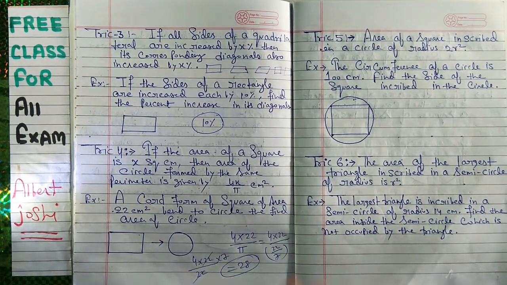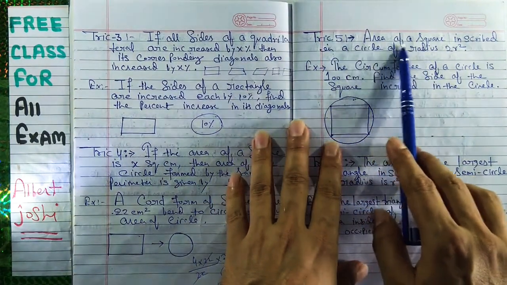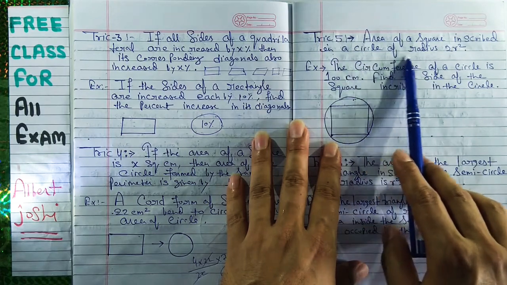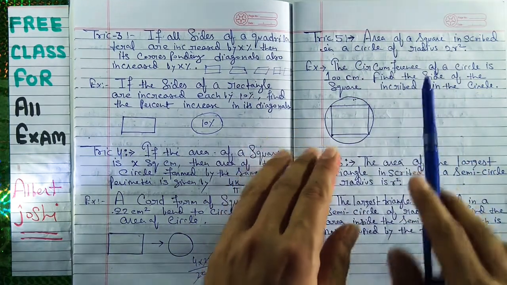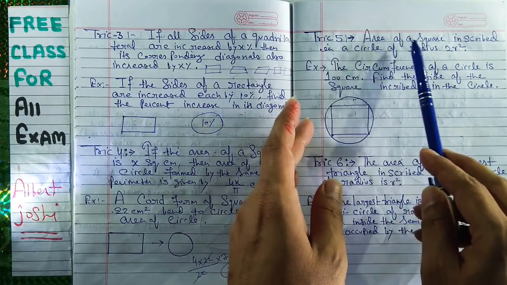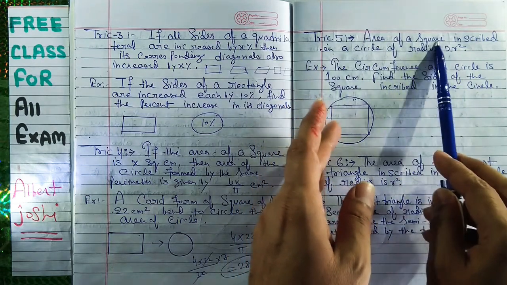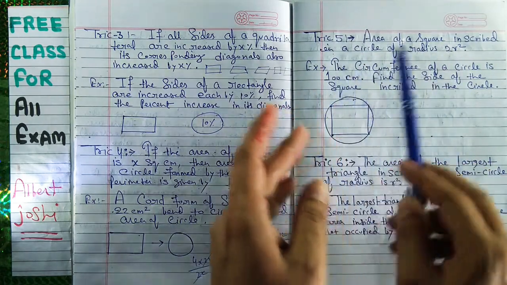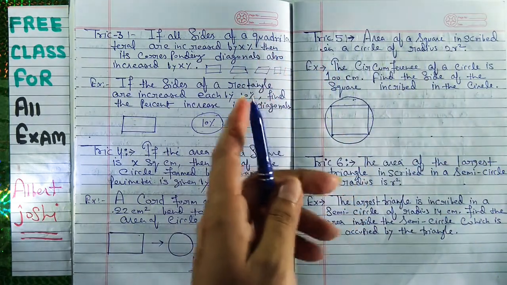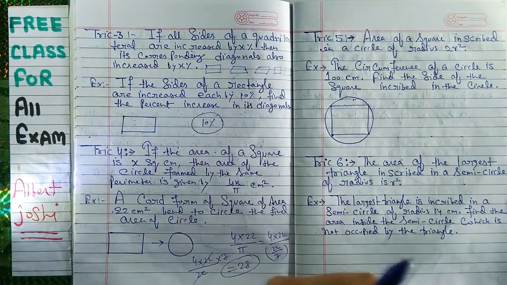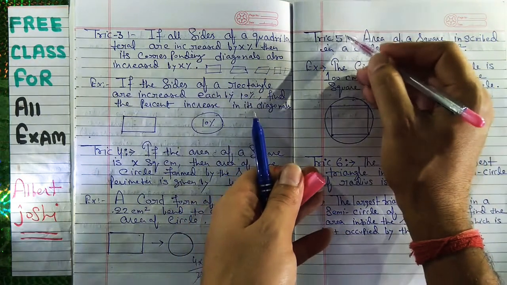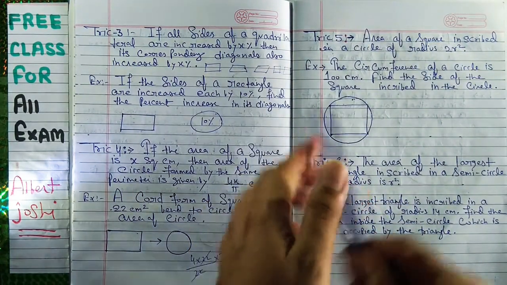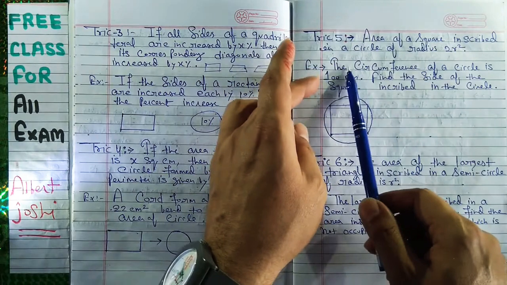Okay, now the trick number 5. The area of a square inscribed in a circle of radius r is 2r square. In trick 5, the area of a square inscribed in a circle of radius r is 2r square. And we will explain by the help of this example.